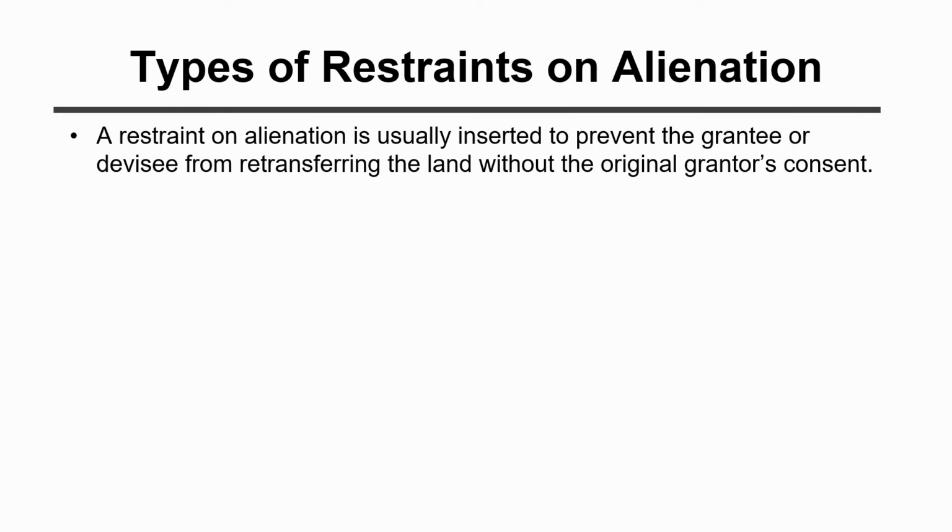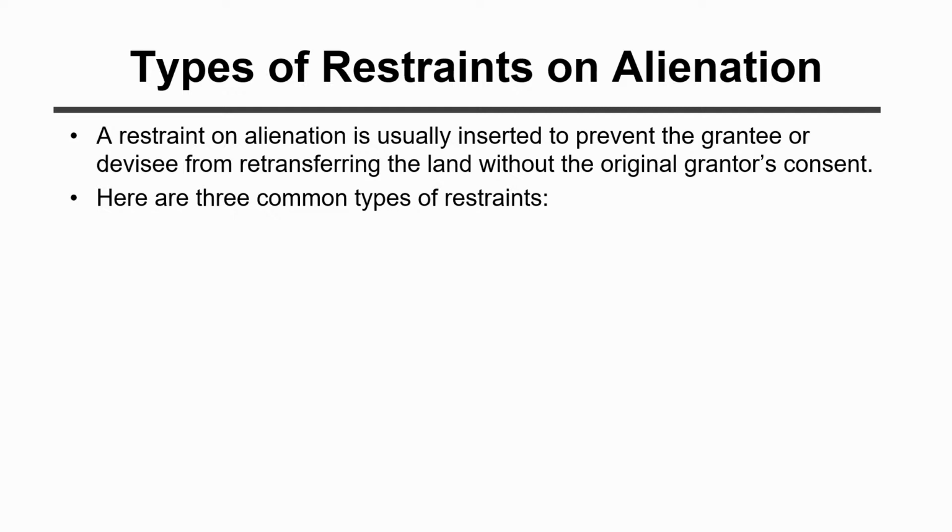A restraint on alienation is usually inserted in a document, that is a deed, a will, a contract, or a lease, to prevent the grantee or devisee, that is the person who is receiving the property, from retransferring it without the original grantor's consent.